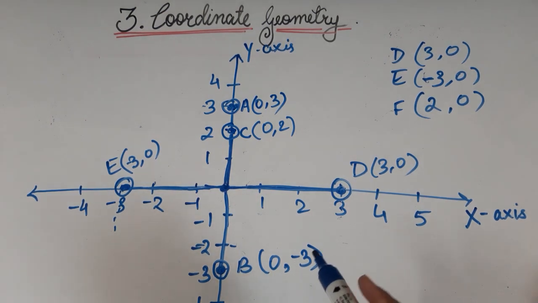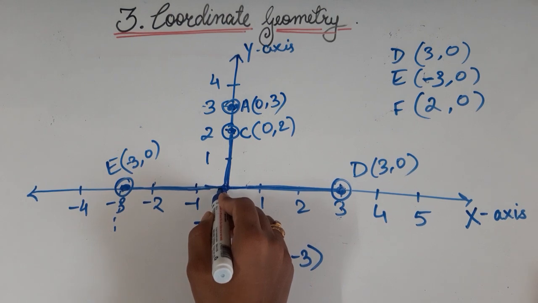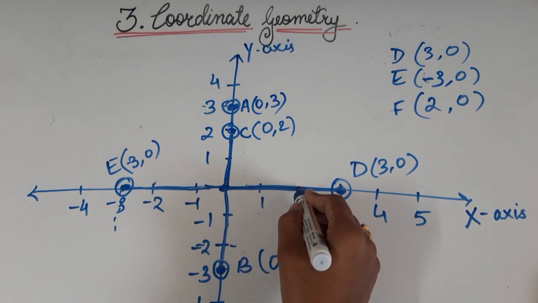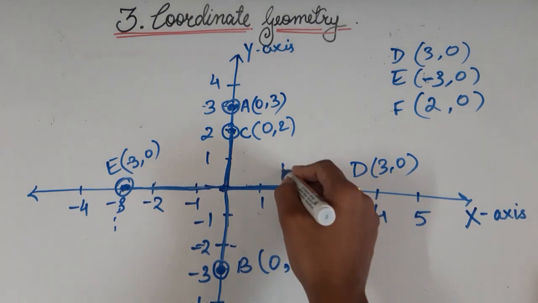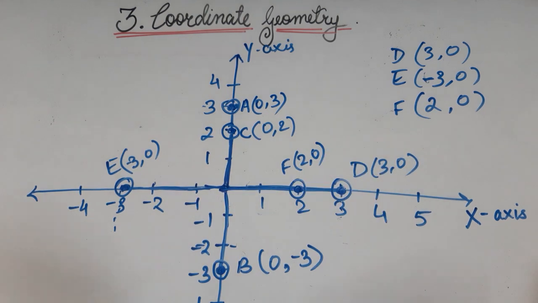Next is F. F has x coordinate 2, plus 2, so you will go to the right side by 2 units. And the y coordinate is 0, so you will not move anywhere. So F's position will be here on the x axis. F is (2, 0).